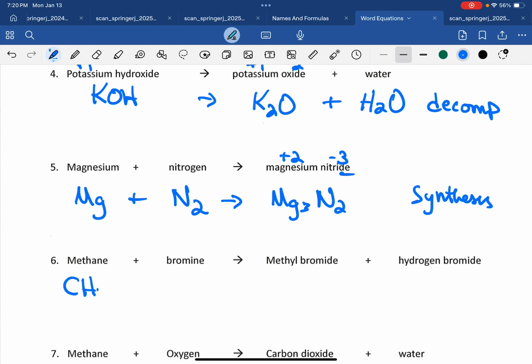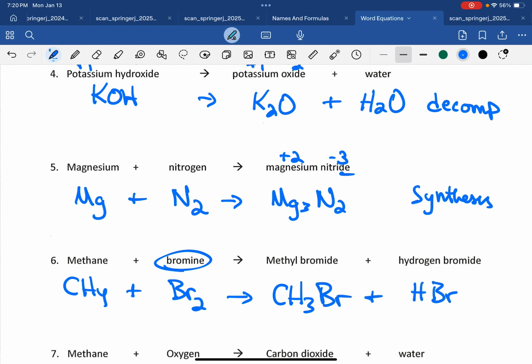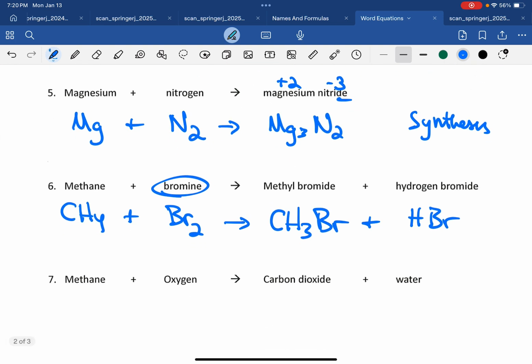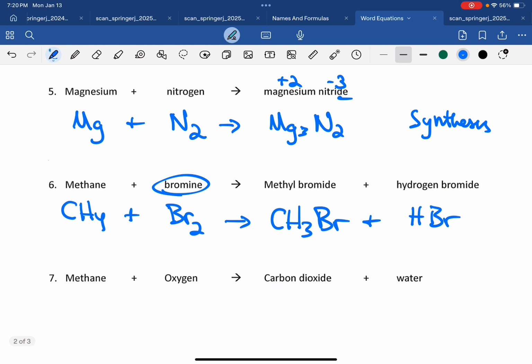Methane, CH4. Bromine by itself, but diatomic, Br2. Methyl bromide, we take off one of the H's and replace it with the Br, CH3Br, HBr. That's a tricky one if you don't know your organic chemistry very well, which most of you probably don't at this level. That's a shame.